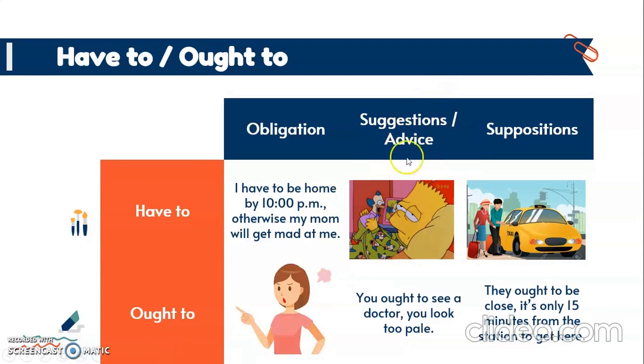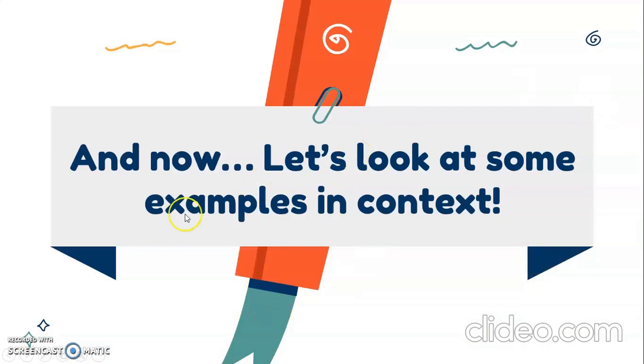And finally, we have ought to. Ought to is used to talk about suggestions or advice. In this case, ought to can be a synonym of should, but should is a bit more used. Anyways, we can use any of them. You ought to see a doctor. You look too pale. And we also use ought to talk about suppositions. They ought to be close. It's only 15 minutes from the station to get here. Now we're gonna look at some examples in context so that you can understand this topic better.